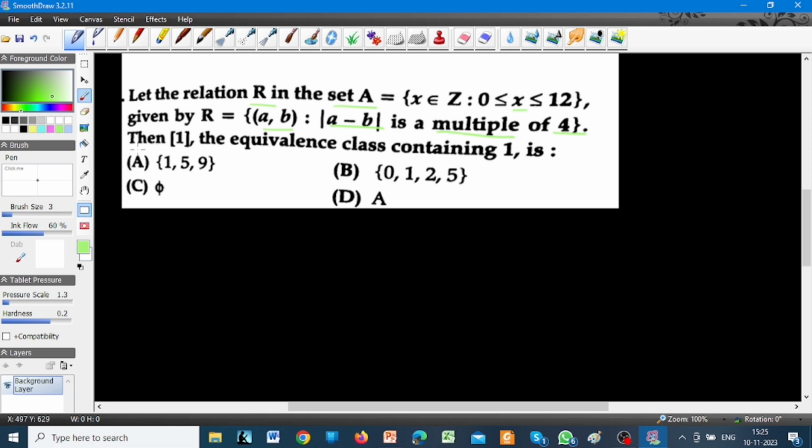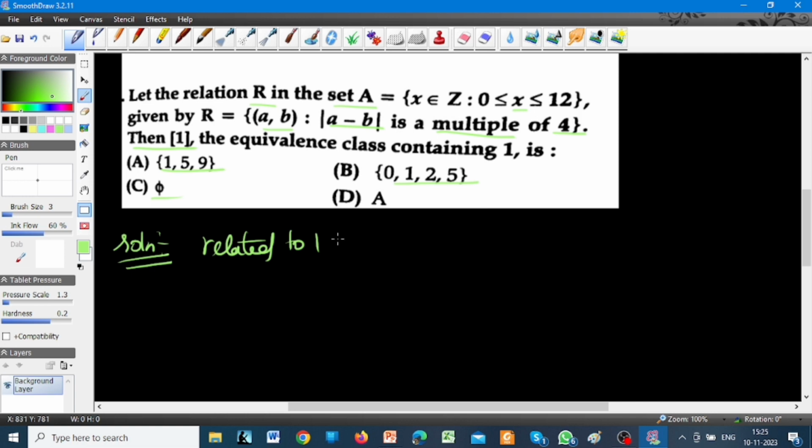If it's so, then what is the equivalence class of 1? That's the question. Here they have given us options: A is 1, 5, 9; B is 0, 1, 2, 5; C is our null set; and D is nothing but A. So what are they asking us to figure out? They are asking us to figure out the equivalence class of 1. That means a set of all elements related to 1.